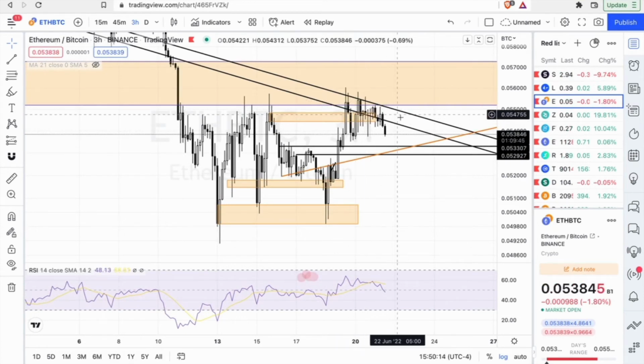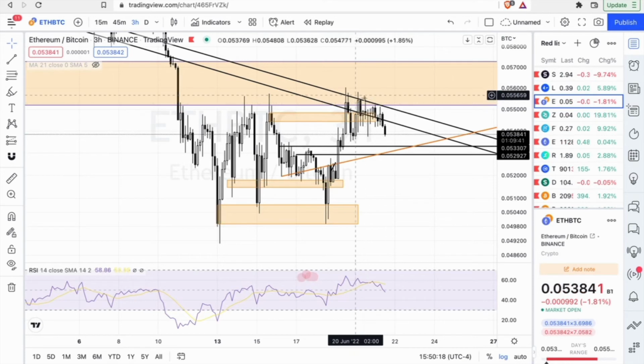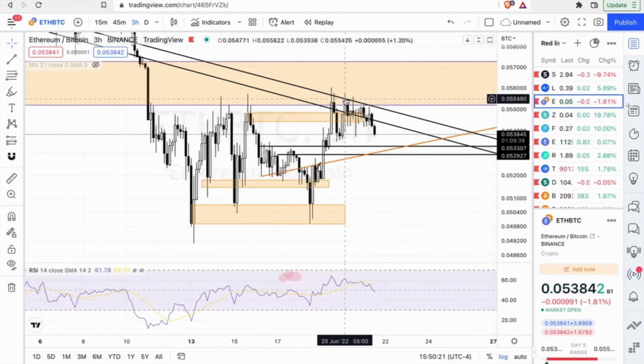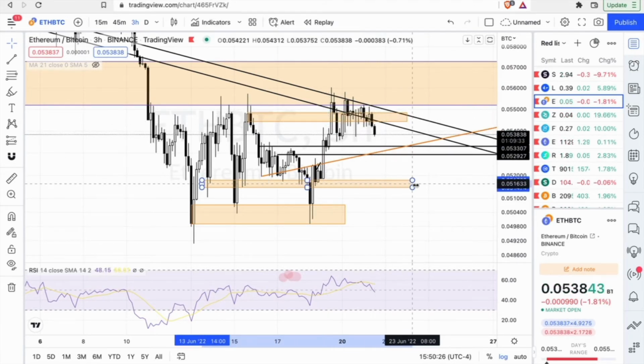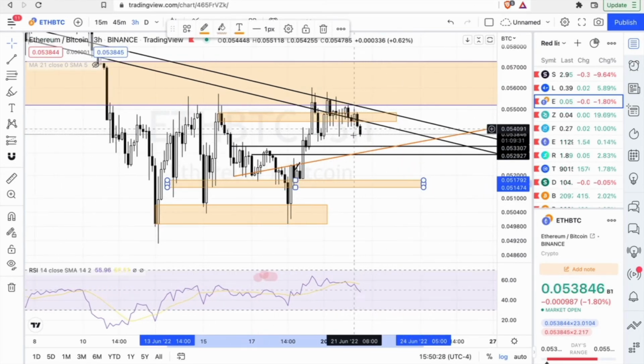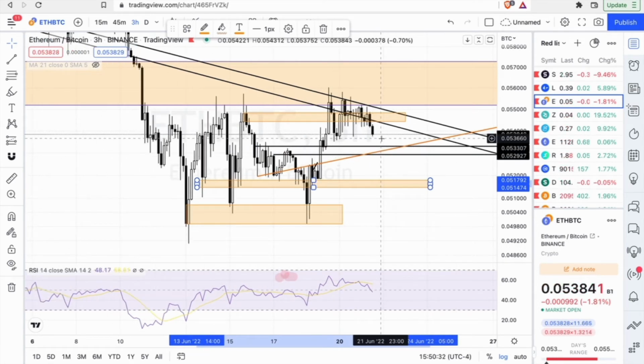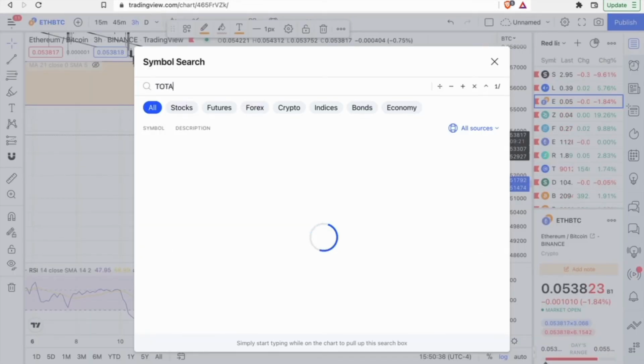We see how this descending triangle, or this range, or this zone, or descending trend lines have held all night. Now we're coming out of this zone, and we'll be looking for some support. We'll see if these areas could hold as well. But one more thing before we wrap up the technicals, we'll go to total 3 market cap.